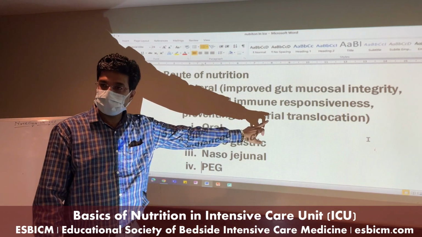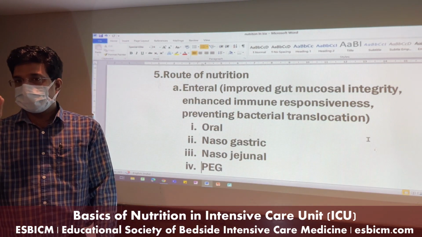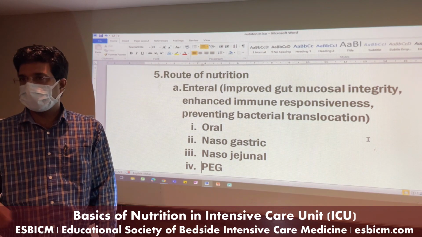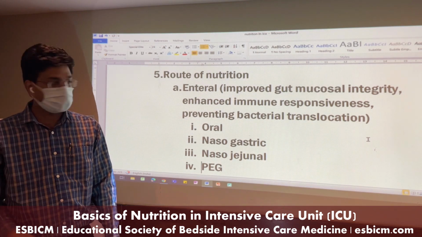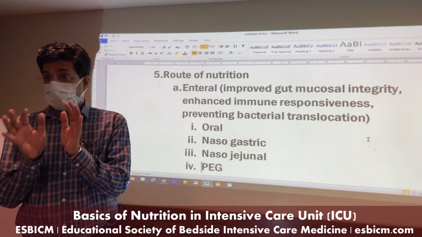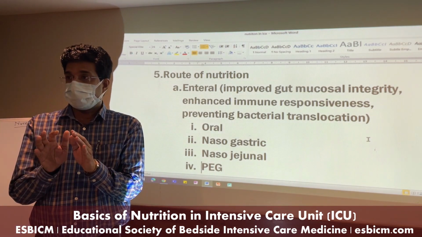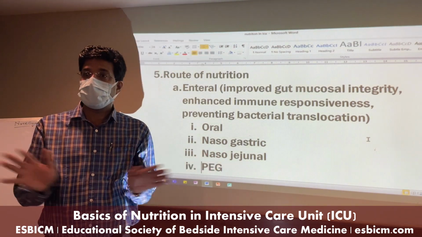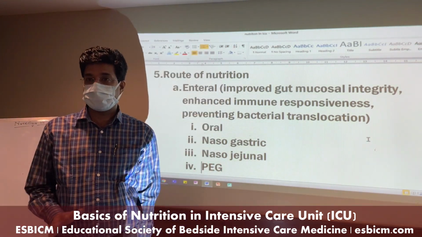Enhanced immune responsiveness. There are lymphocytes there in the GI tract, which you call MALT, or the other types of layers. Preventing bacterial translocation. Gut is filled with bacteria. If the bowel becomes ischemic, if the bowel is not functioning, then the bacteria will translocate, go into the blood and can flare up the sepsis.